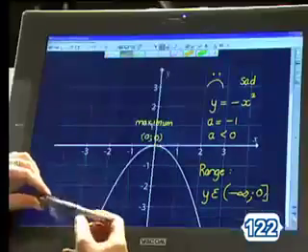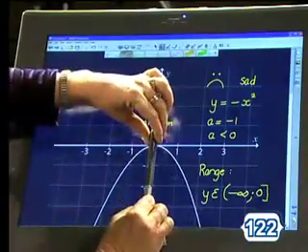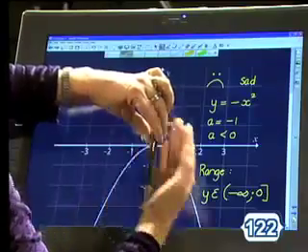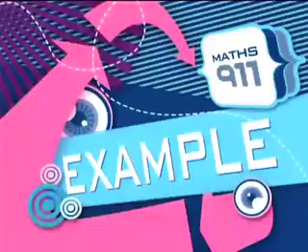And once again, can you see that this graph is completely symmetrical about the y-axis? This piece would fold over onto that piece, almost like an identical twin.